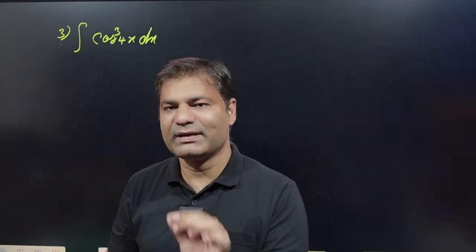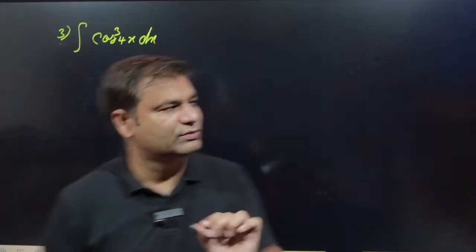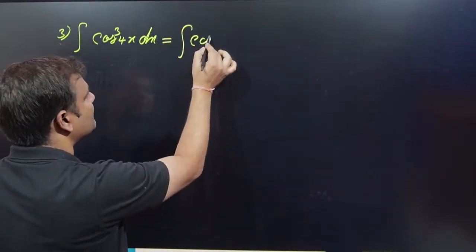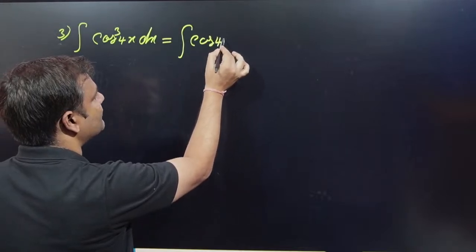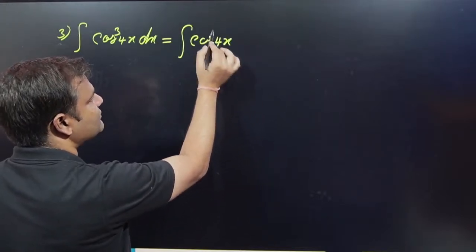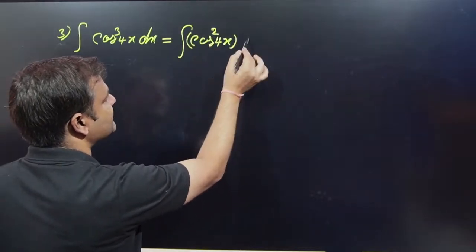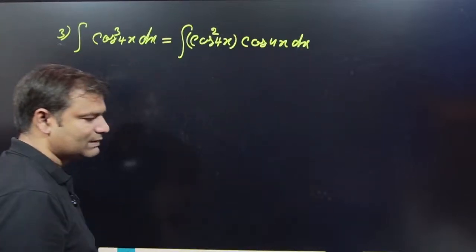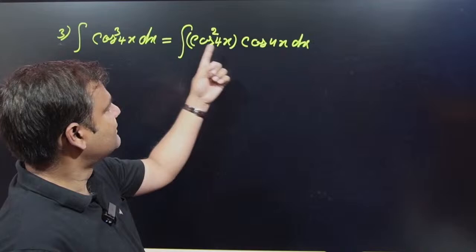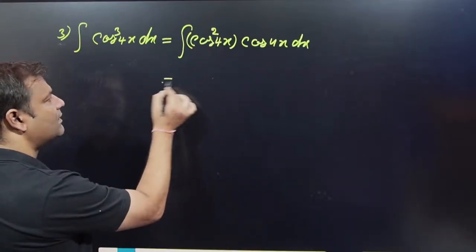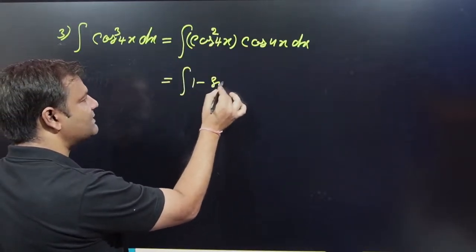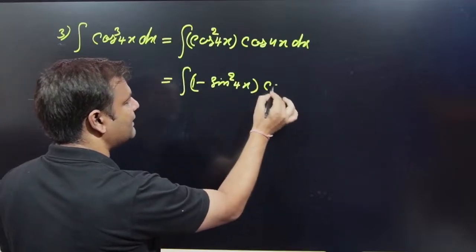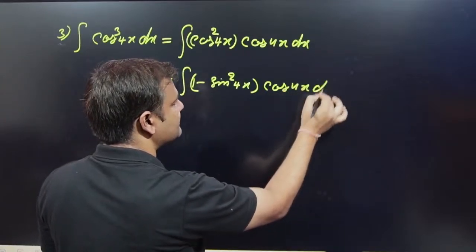So we break this one into two parts. First, cos 4x to the whole square into cos 4x dx. After that, the square part is converted to 1 minus sin square 4x, and here cos 4x dx.